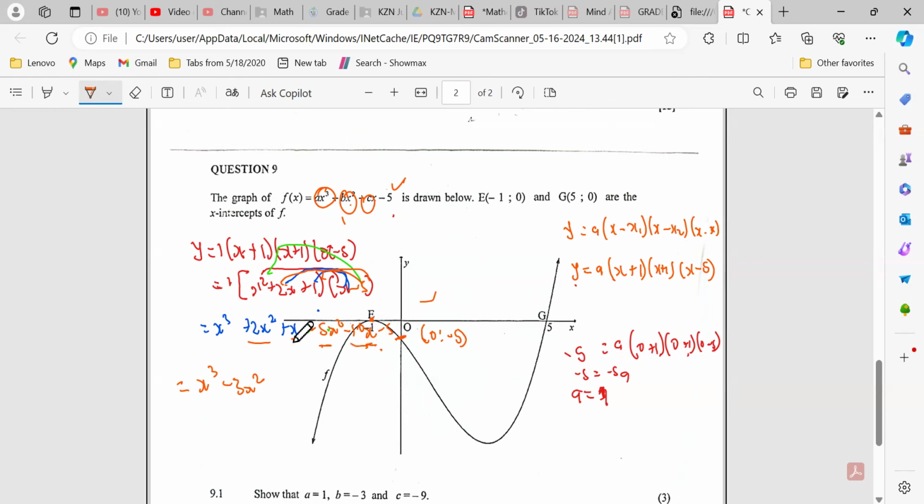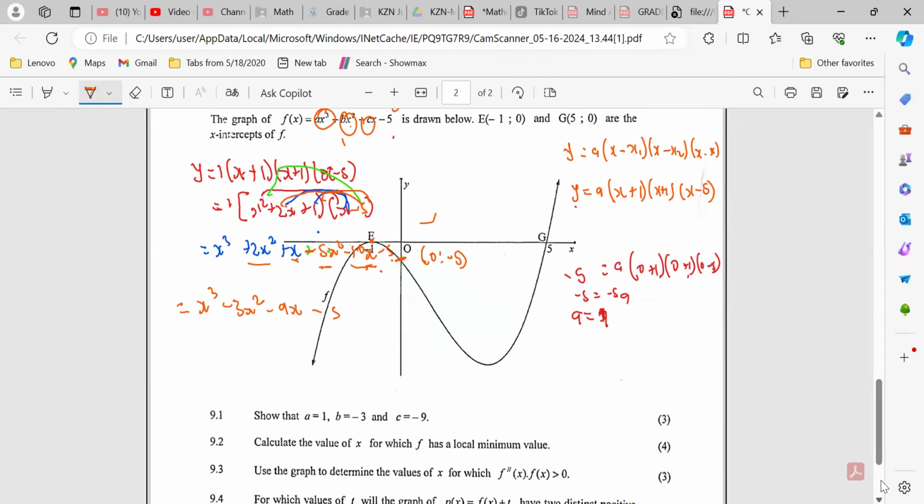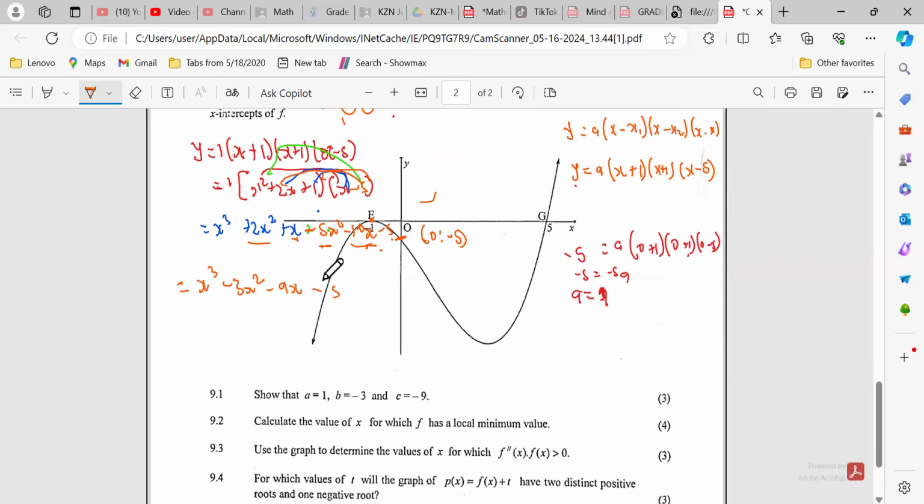10x minus 10x and x gives us minus 9x. And this one, it's alone, minus 5. And then we've shown them which one is A, what is B, what is C. So this one is going to give us 3 marks. And then we'll say, okay, A is equal to 1, B is equal to minus 3, and then C is equal to what? Minus 9.